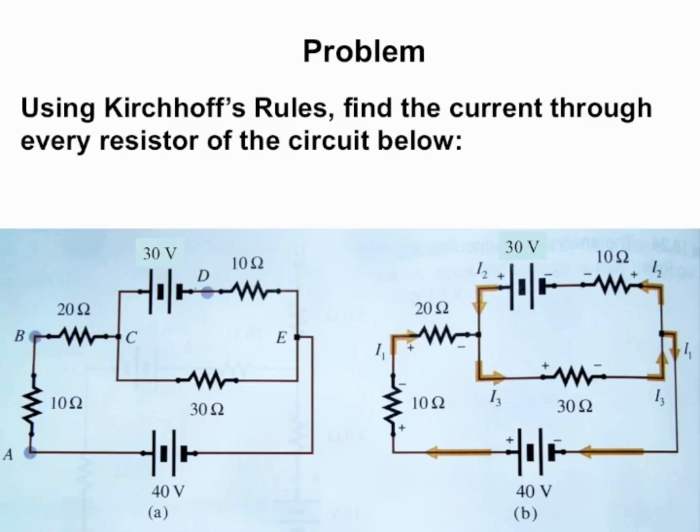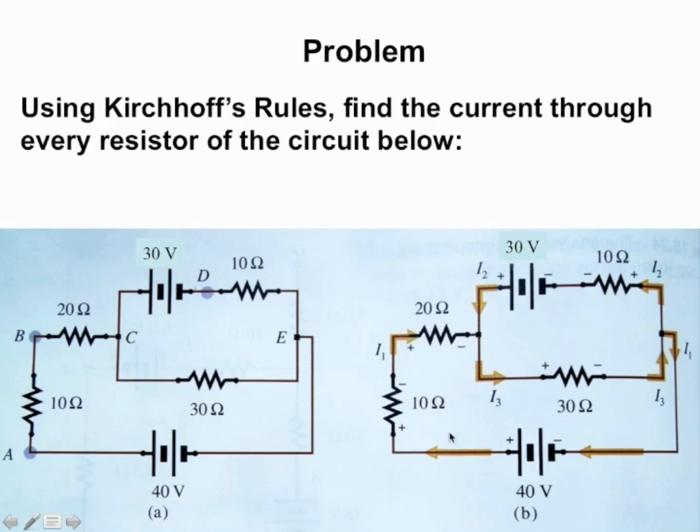This is a problem. Using Kirchhoff's rules, find the current through every resistor of the circuit below. Now, I've done part of the work for you on this. That is the guesswork. And so you can see on the bottom right here, I've labeled I1, I2, and I3. Now, let's take a moment just to understand why it's reasonable. And then later on, you'll be better equipped to guess on your own.